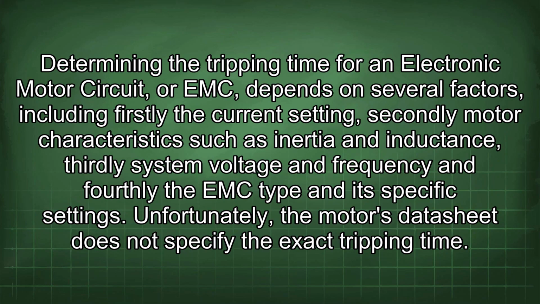Determining the tripping time for an electronic motor circuit, or EMC, depends on several factors, including firstly the current setting, secondly motor characteristics such as inertia and inductance, thirdly system voltage and frequency, and fourthly the EMC type and its specific settings. Unfortunately, the motor's datasheet does not specify the exact tripping time.